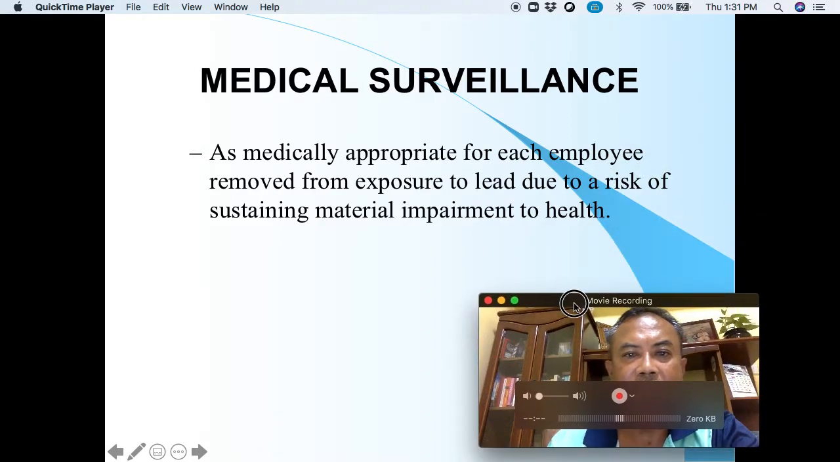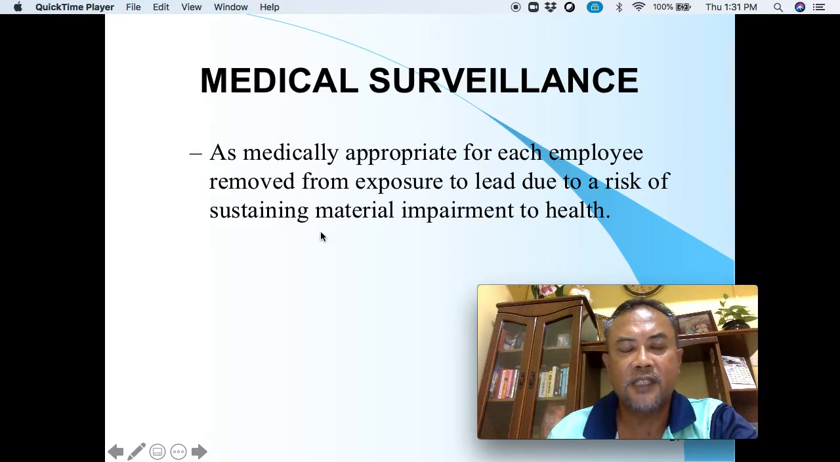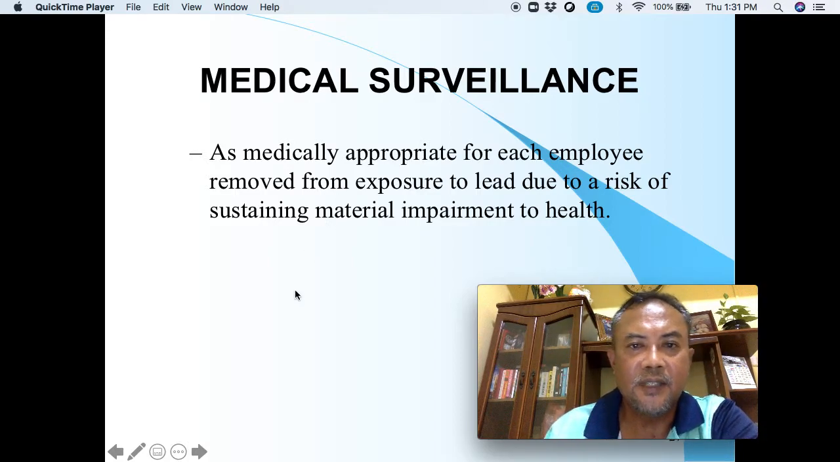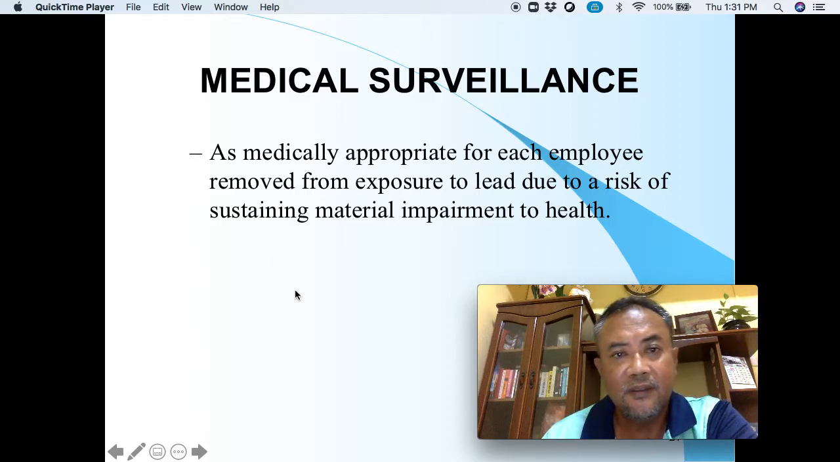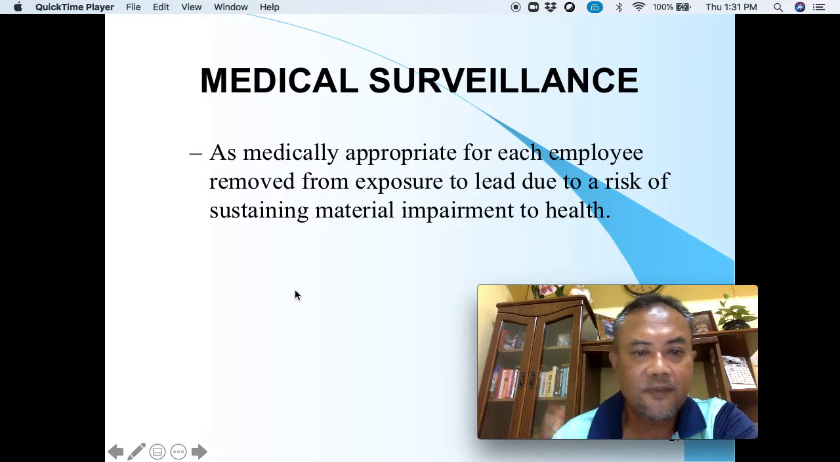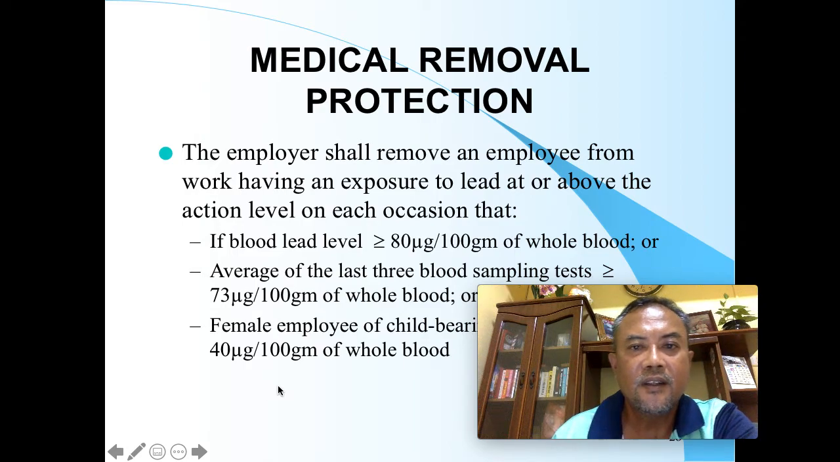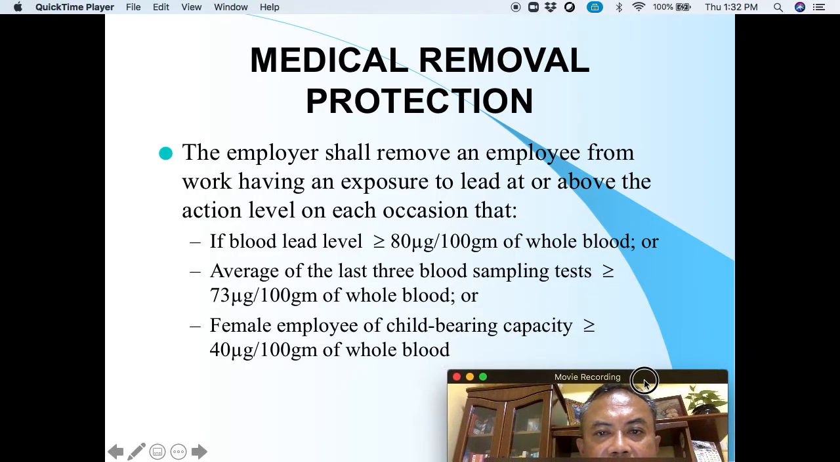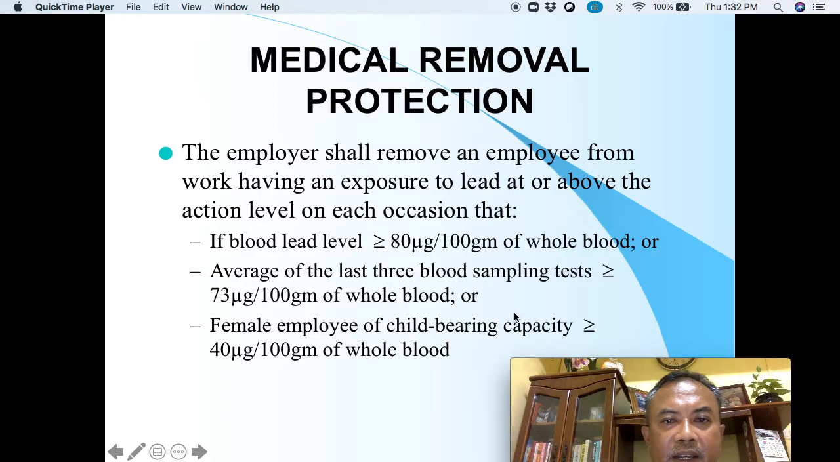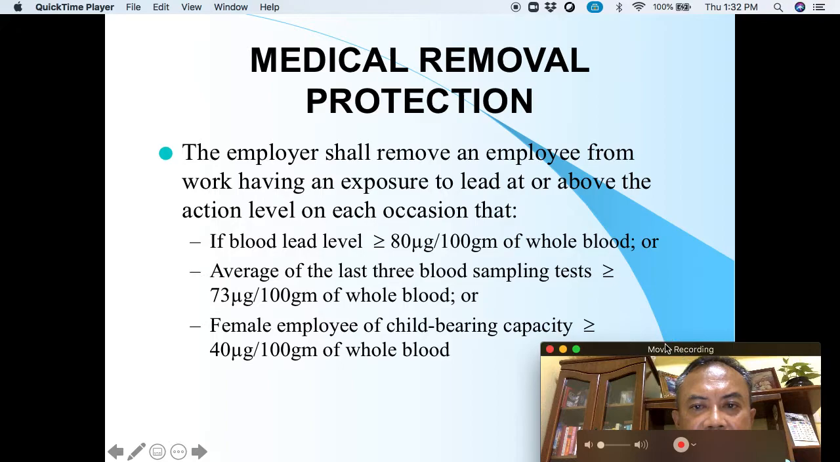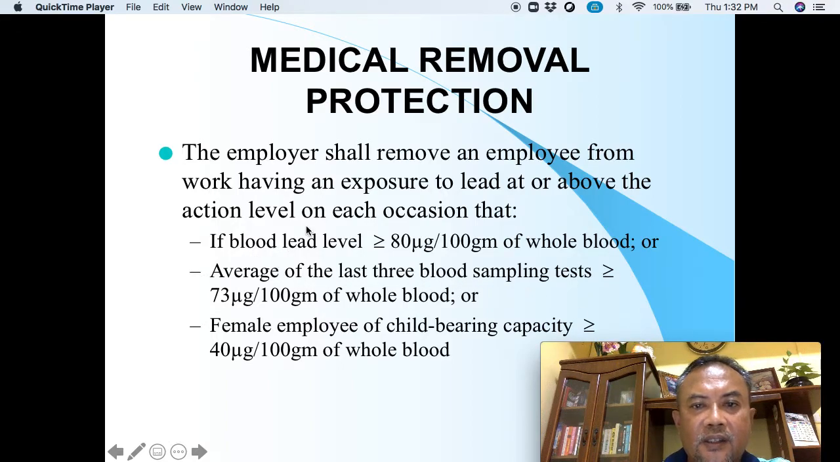As medically appropriate for each employee, remove from exposure to lead due to a risk of sustaining material impairment to health. So that is, if there is employee being exposed, there is a risk, dia akan dapat balik penyakit itu, so dia kena remove. So the employee shall be removed from work having an exposure to lead at or above the action level, or each occasion that if the blood lead level more than 80 microgram per 100 gram of whole blood. So the employee shall remove.